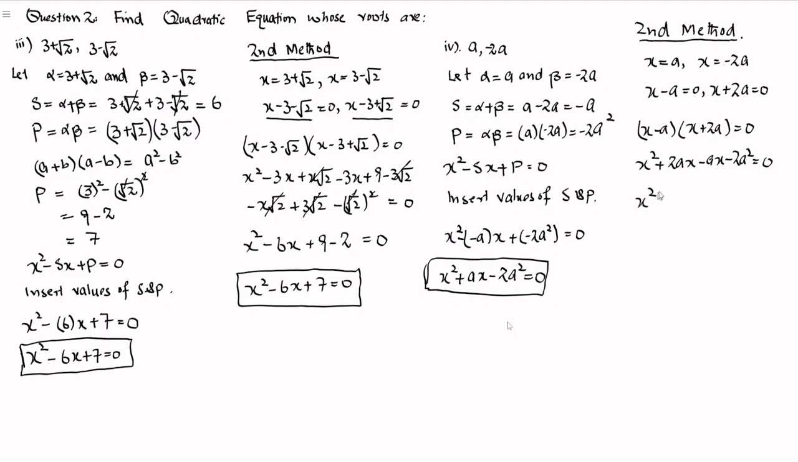So we have x square, and 2ax minus ax is equal to ax, minus 2a square is equal to 0. So this is the required equation, which is similar to the equation obtained using the first method.